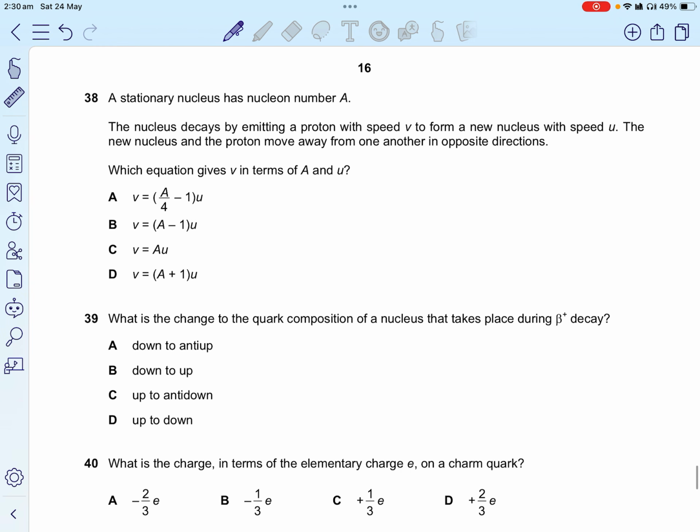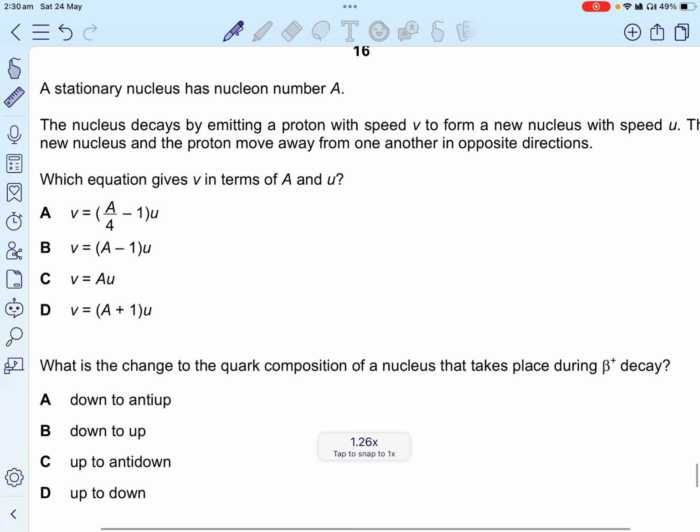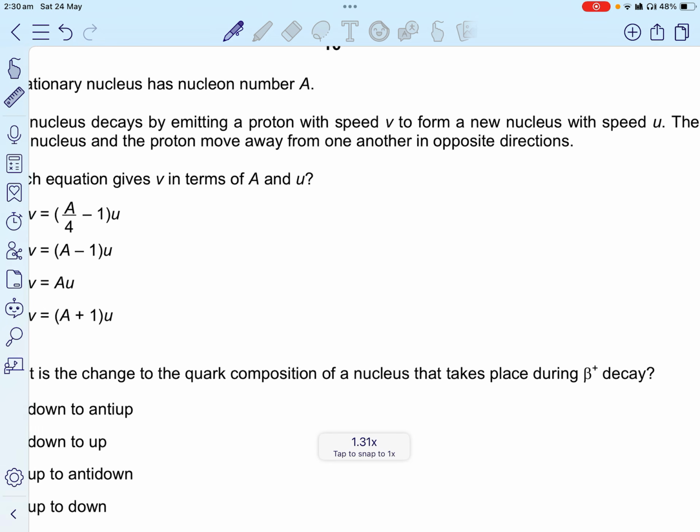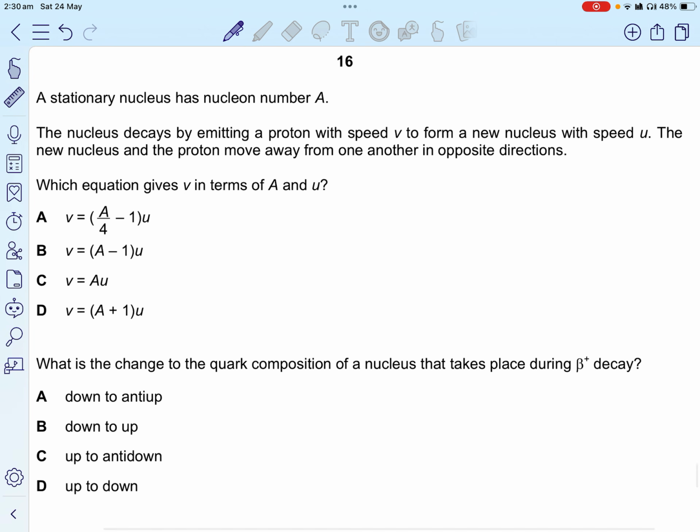38. A stationary nucleus has a nucleon number of A. The nucleus decays by emitting an alpha particle with a speed v to form a new nucleus with a speed of u. The new nucleus and the proton move away from one another in opposite directions. Which equation gives v in terms of A and u?